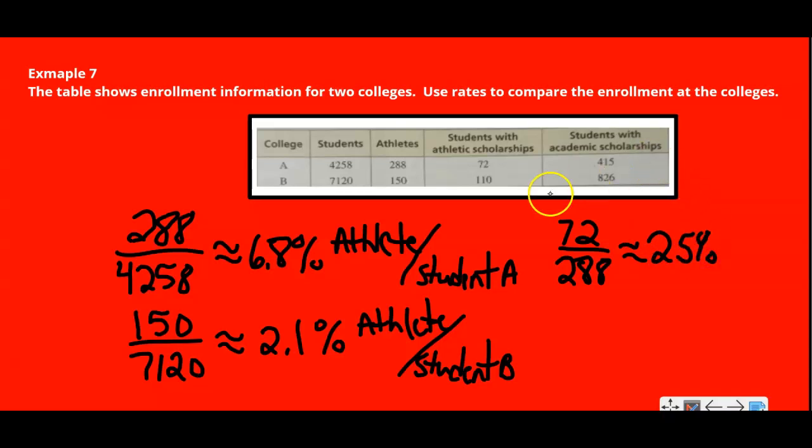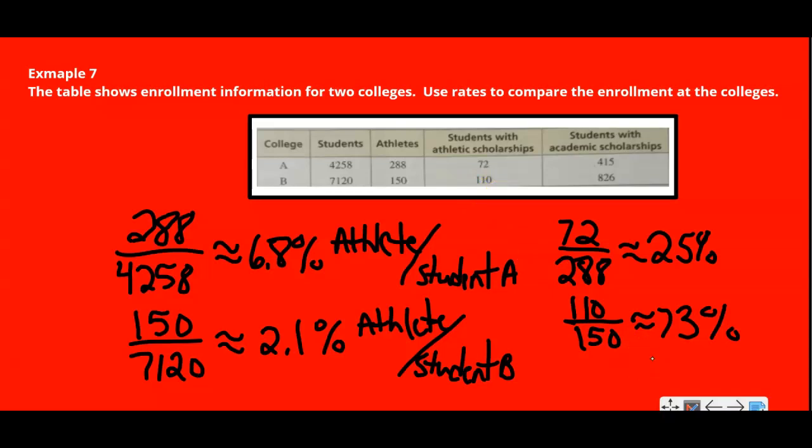Now we're going to look at the same thing for College B. How many athletic scholarships out of the total number of athletes? There's 110 scholarships out of 150 total athletes. So you can see that that's a larger percent. If you divide that, you get about 73%. So about 1/4 of College A athletes are on scholarship, and almost 3/4 of athletes from College B are on a scholarship.